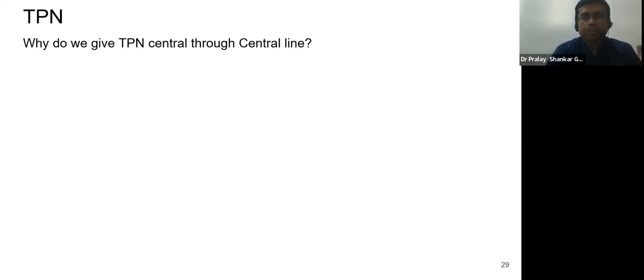TPN, total parenteral nutrition. Why do we give TPN through a central line? So we have two types of TPN, right? TPN central and TPN peripheral. So what is the reason behind giving central TPN through a central line? What will happen if we give it through a peripheral line? So what is the reason? Any answer? Why do we give central TPN through a central line?